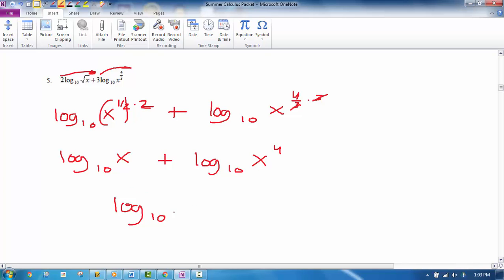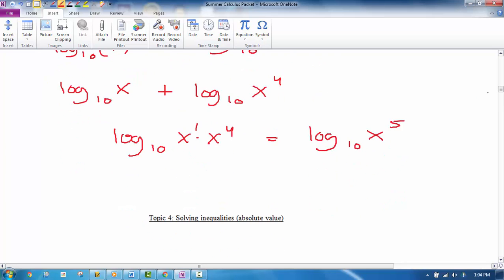So I can multiply these, right? Because the log of a product is really the sum of two different logs. Going this way, you can go the other way by saying the sum of two different logs is the log of the product. So that equals log base 10 of x to the 5th. When you multiply exponents, you add them. Now, I can try to simplify a little bit more. Let me call this equal to y, and I can put it in exponential form: 10 to the y equals x to the 5th.